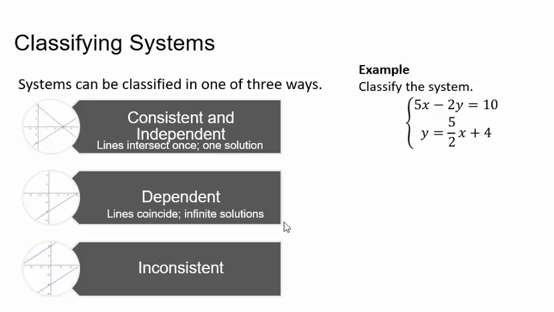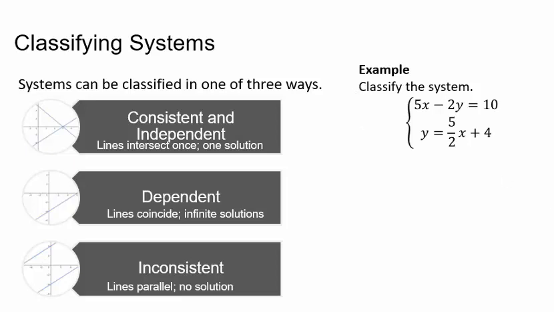If it turns out that the lines are exactly the same, every point on one line is on the other as well, and that means there's an infinite number of solutions. If the lines never intersect, meaning they are parallel, there's no solution to the system.